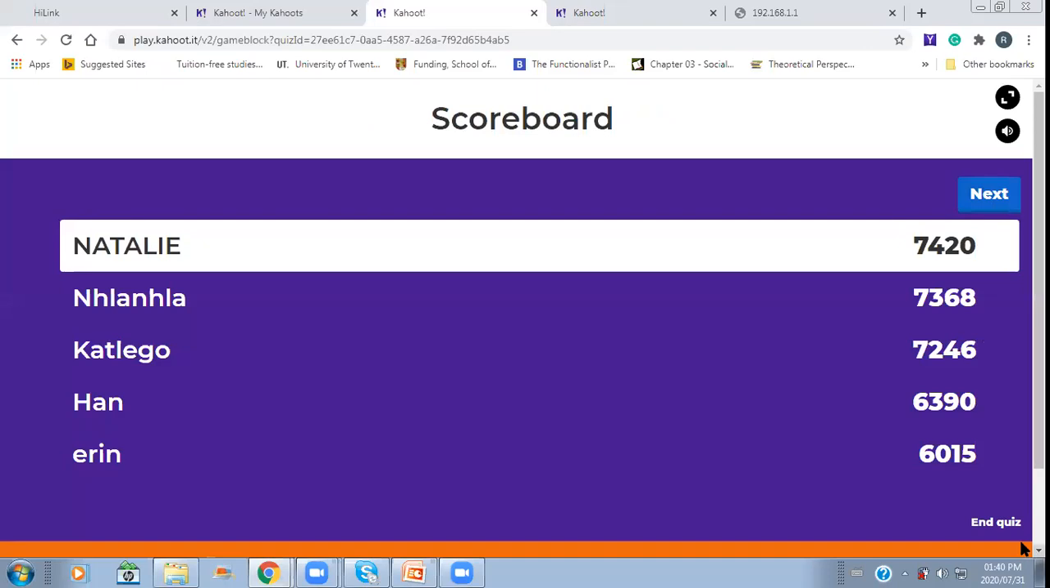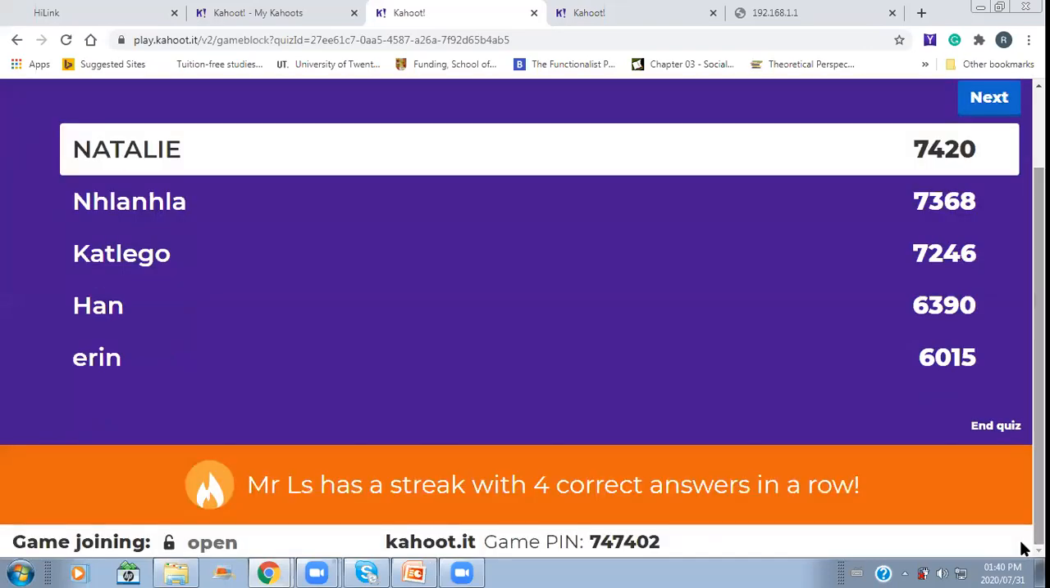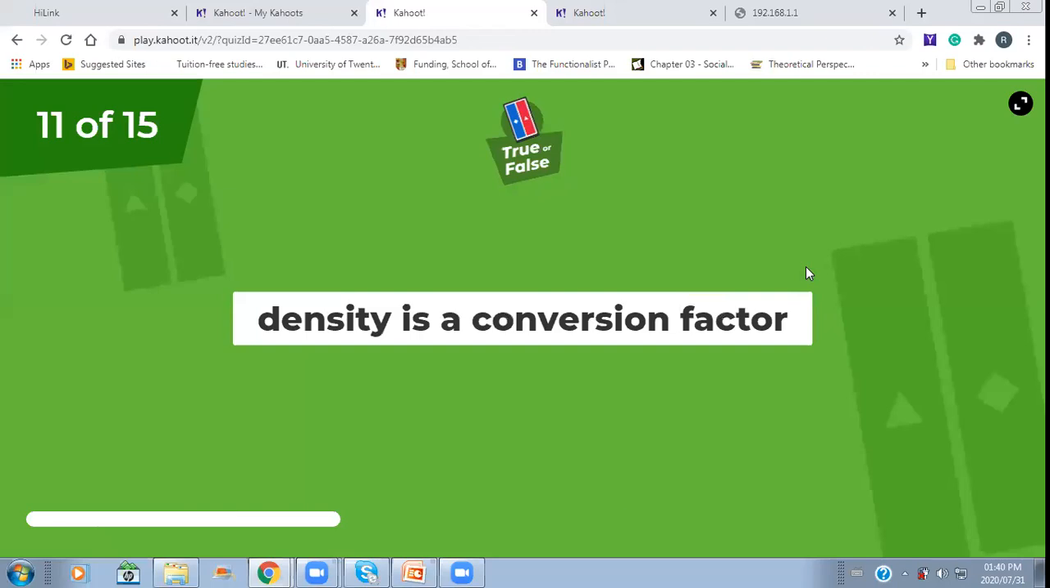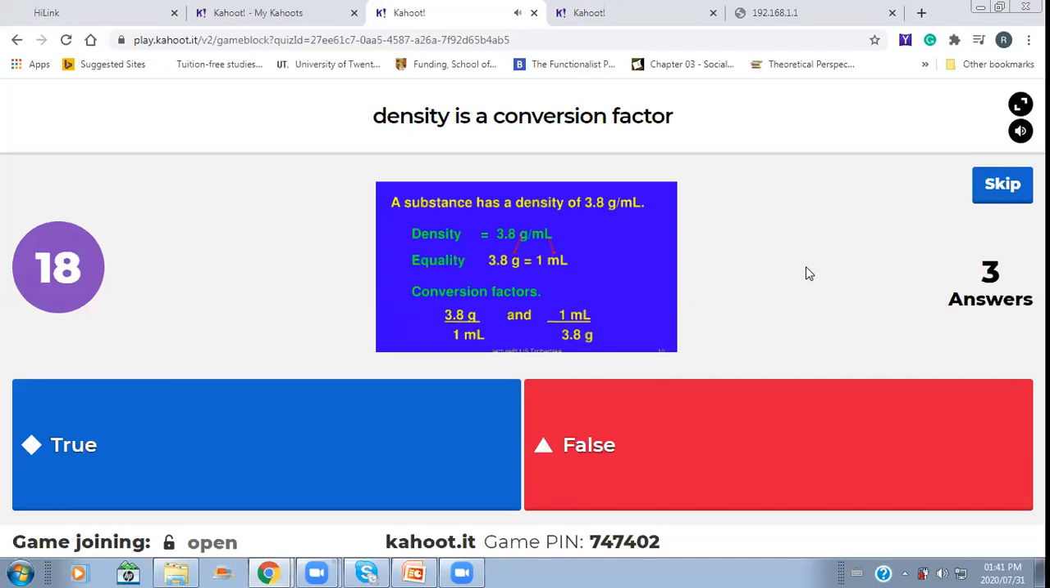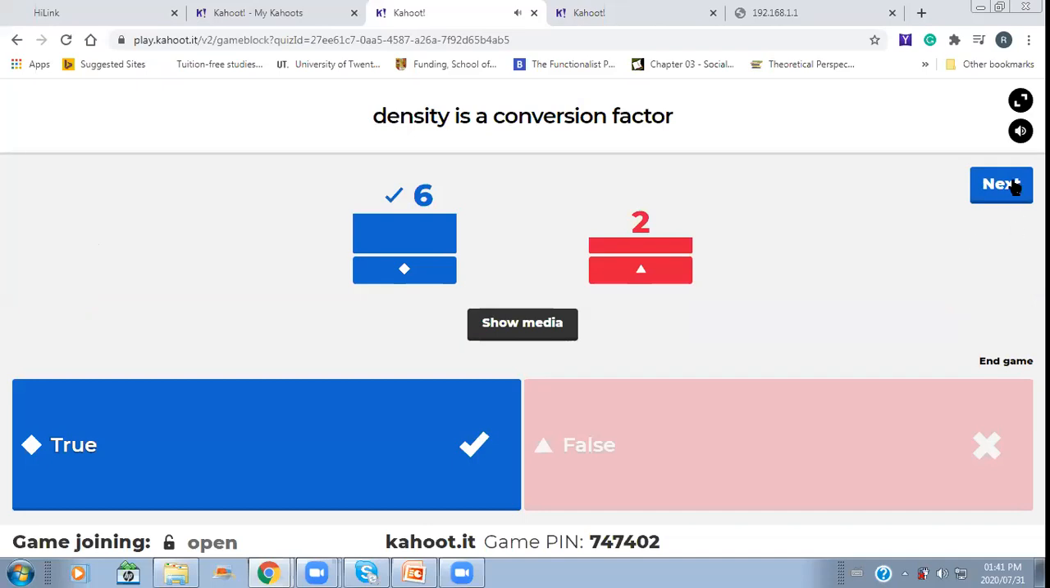Let's see the scoreboard. Mr. LS has come back with a streak of 4 answers in a row. Let's continue. We are in question 11. Density is a conversion factor, true or false? Yes, all of you got that right. Let's go on.